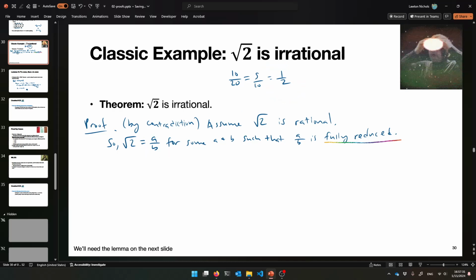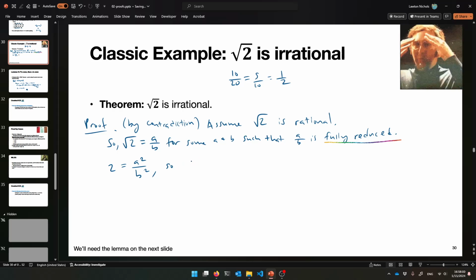All right, so that's the idea. If square root of 2 is a rational number, it looks like this, and let's just reduce it and say that a and b are the fully reduced form. So we have this equation now. Let's square both sides so that we don't have to deal with square roots. So 2 is equal to a squared over b squared, because we squared both sides. So we can solve for stuff: we got 2b squared is equal to a squared.